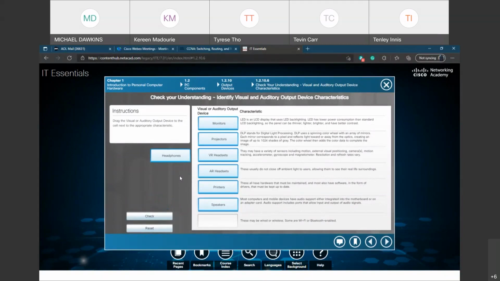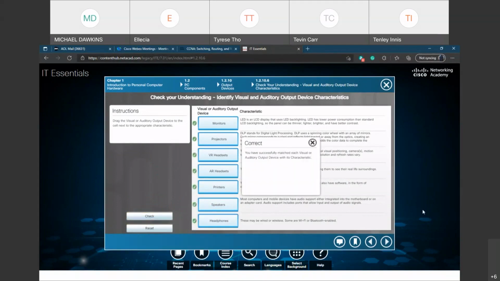These may be wired or wireless. Headsets. Option. Phones. Yes. Let's see if we're correct.